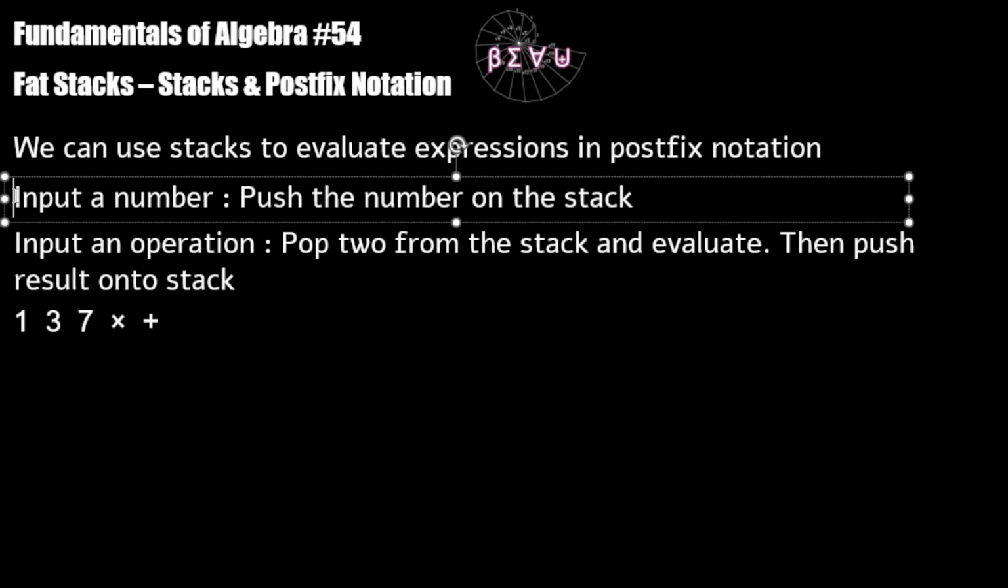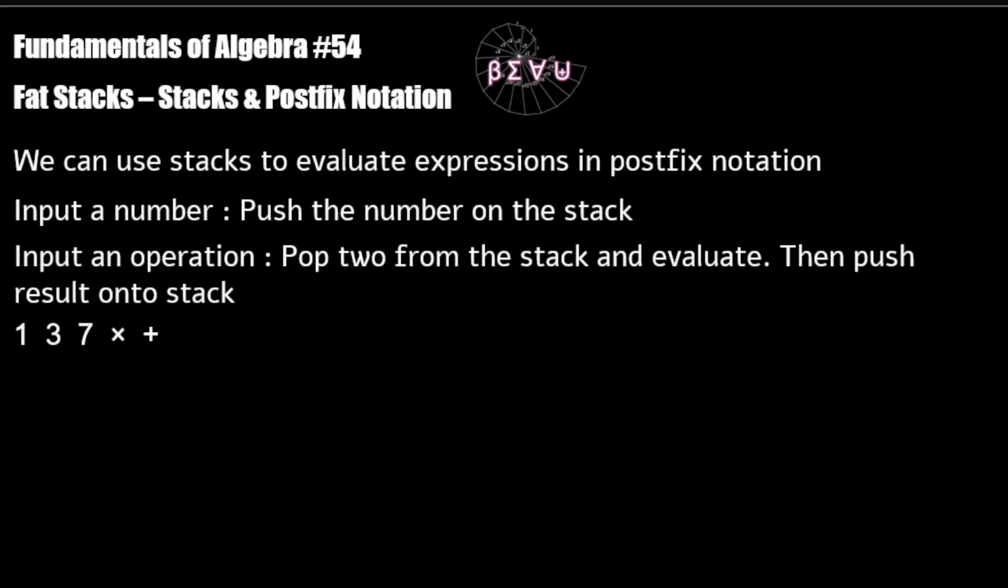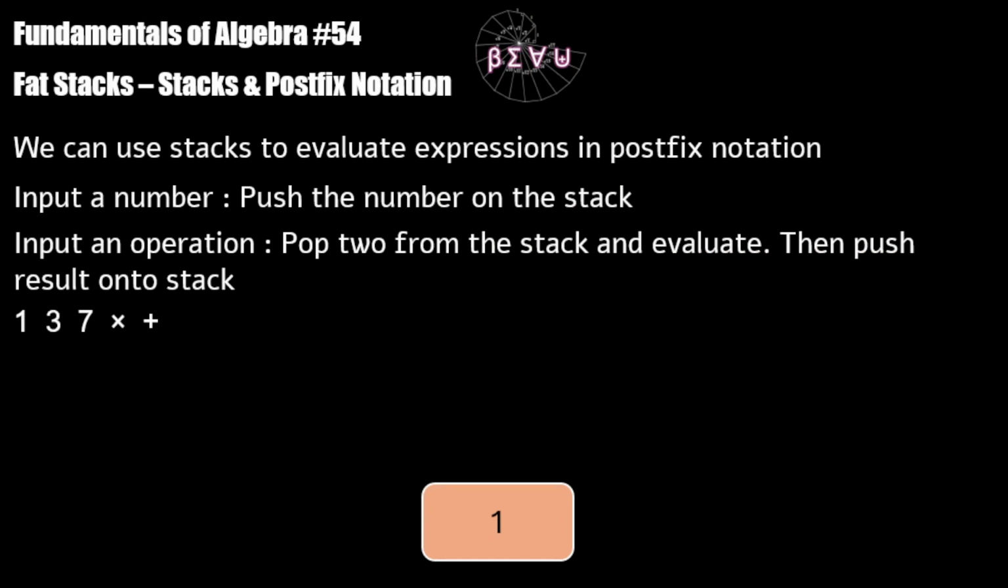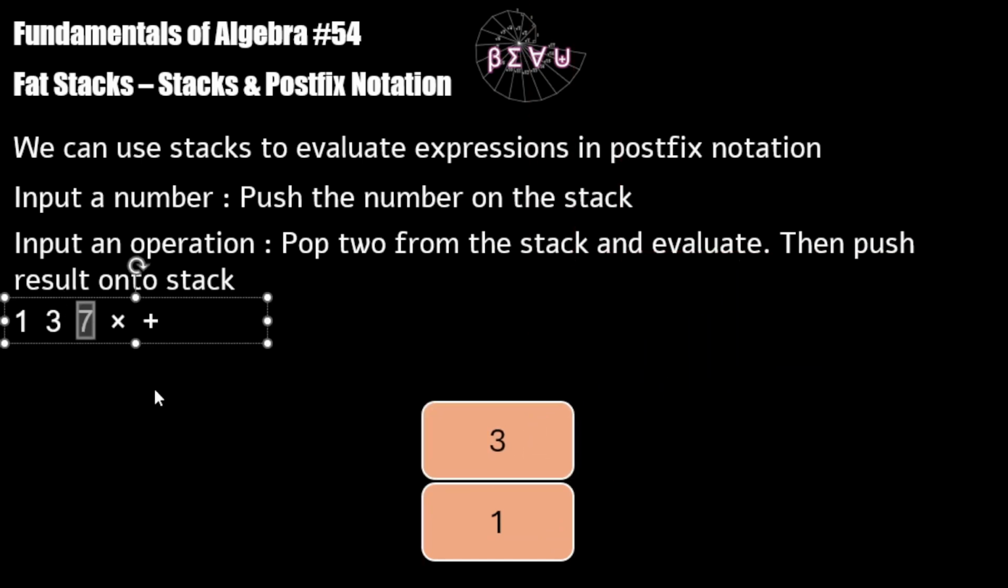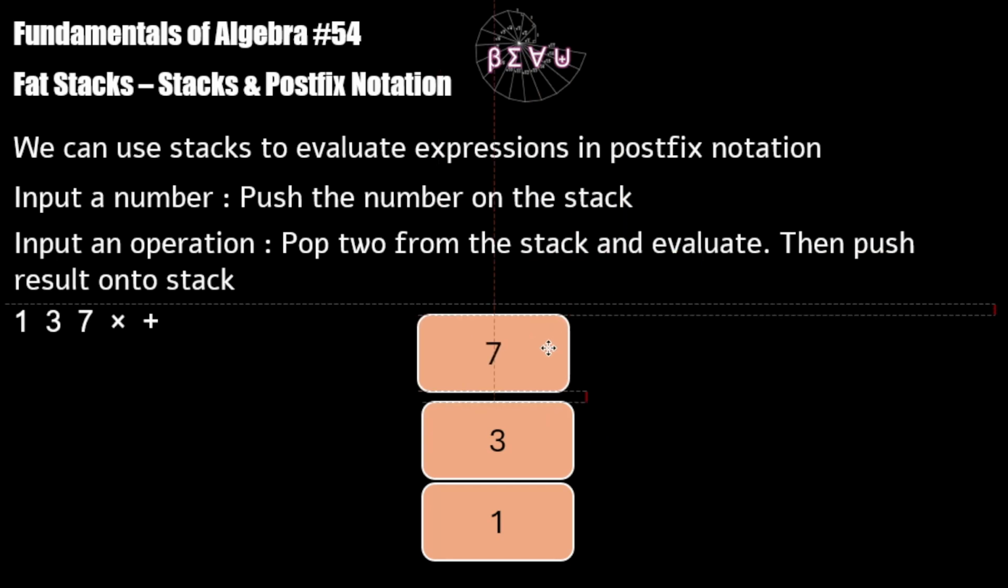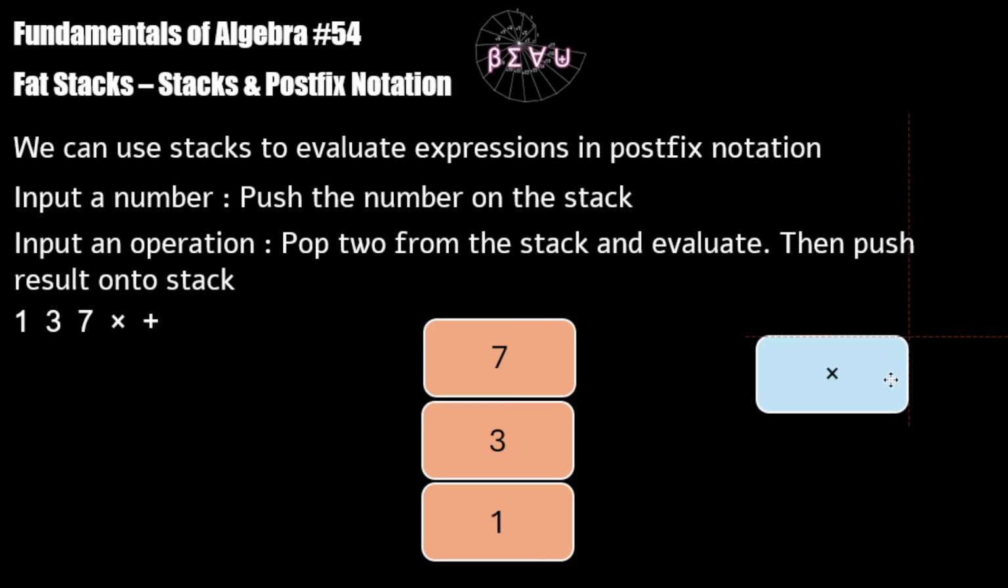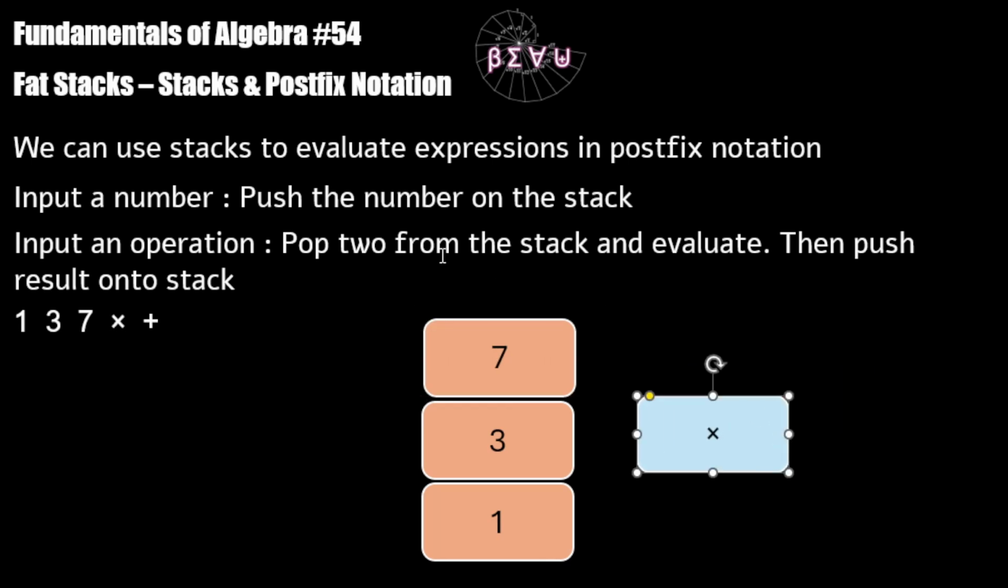When we input a number, which is what we're doing first, we just push it onto the stack. So here we have a 1, so I'm going to push a 1 onto the stack. Then we have a 3, so that means I have to push a 3 onto the stack. Next up we have a 7, still a number, so we're going to push a 7 onto the stack. Okay, now at this point, when we input an operation, right, so our next operation is multiplication, we've input that, we're going to pop 2 of the data from the stack, right, because the operation evaluates the 2 data to the left of it.